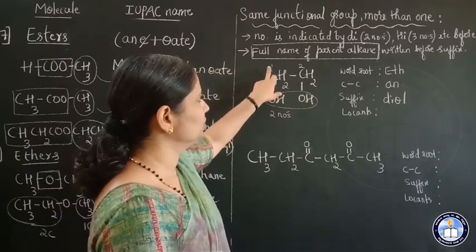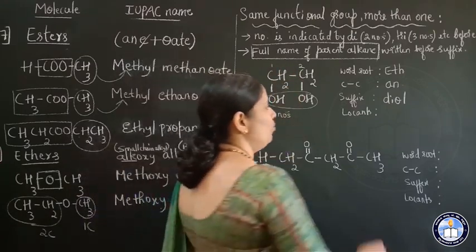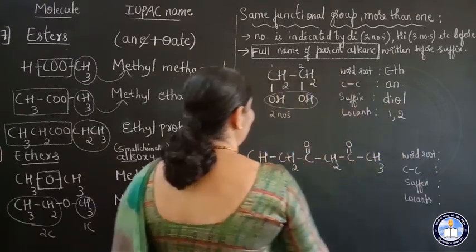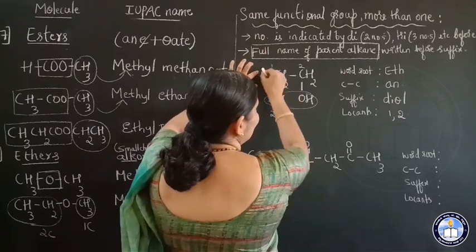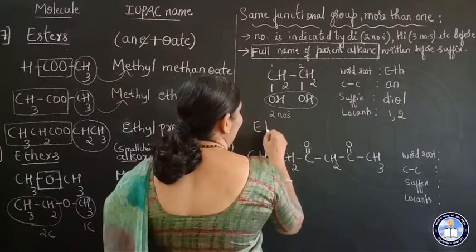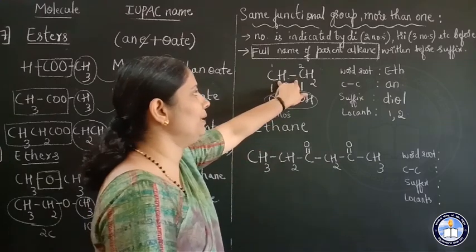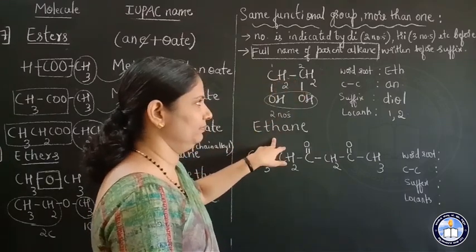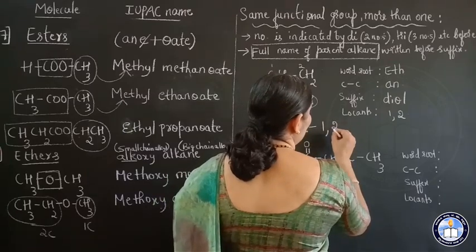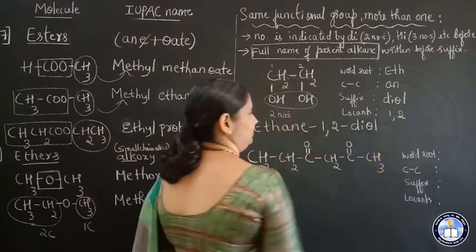Locants. So on 1 and 2 carbon atoms you have got the OH groups. So locants are 1, 2. Now while writing the name, you have to write the name of the alkane here. So ethane, full name of the alkane you have to write. When 2 carbon atoms, the alkane is ethane. Right? Dash, locant, before the suffix 1, 2, then the suffix is diol.